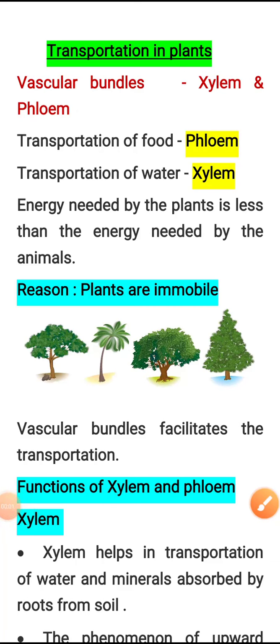Hello students. Today in this session I'll be discussing transportation in plants. So let us discuss internal transportation in plants.